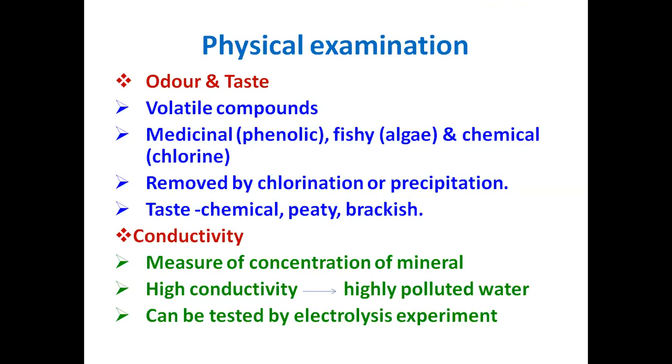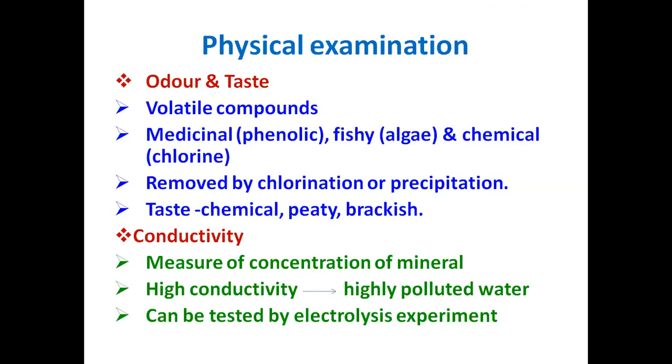Conductivity, the next impurity parameter, is the measure of concentration of minerals. That means highly impure water, or water which has more inorganic salts, will have more conductivity. Everyone remembers the Three Idiots scene, right? That's a very good example of a good conductor. Water is a good conductor of electricity. Everyone knows there are salts, and because of it, it becomes a better conductor.